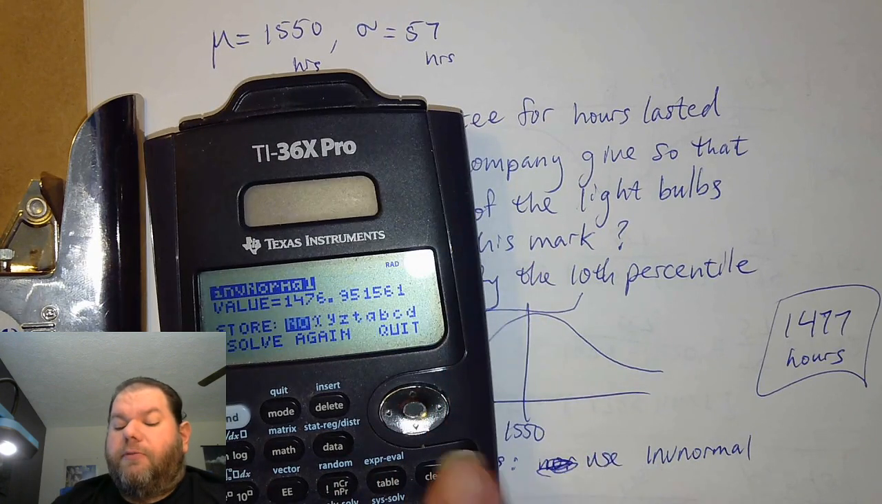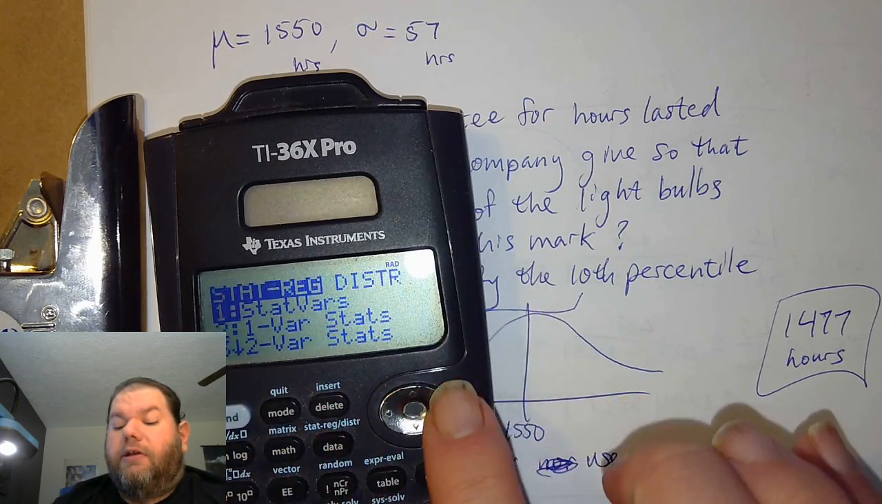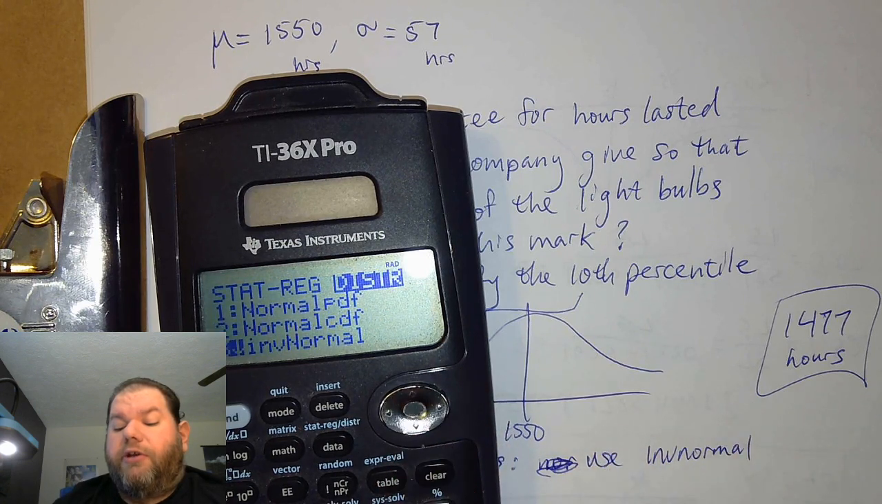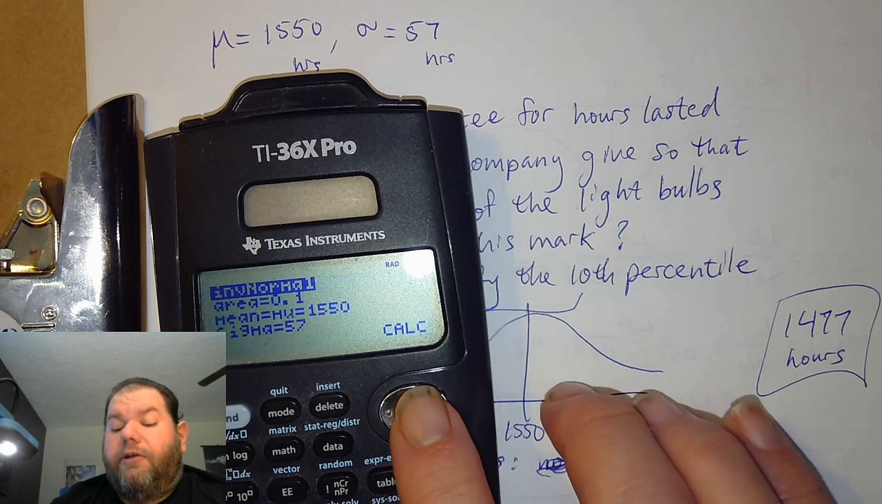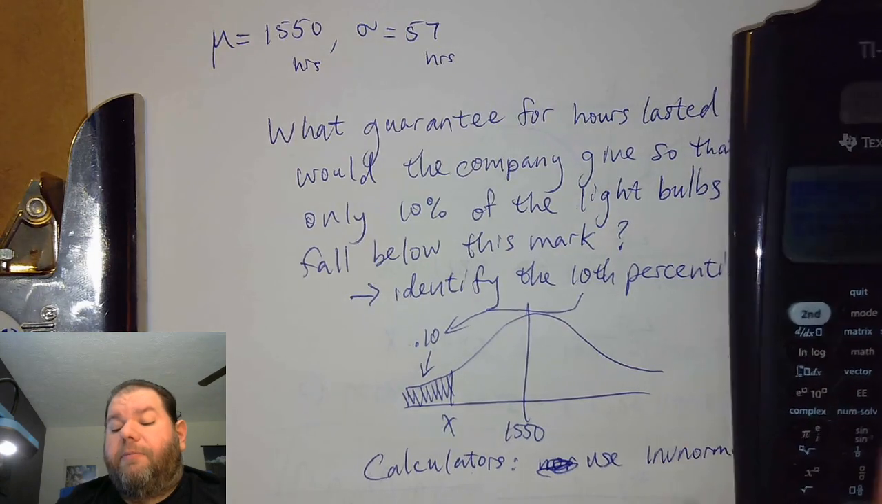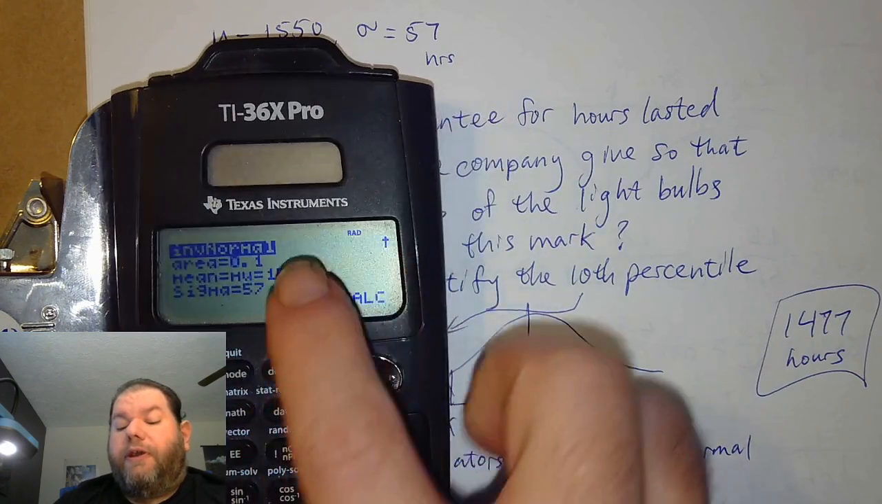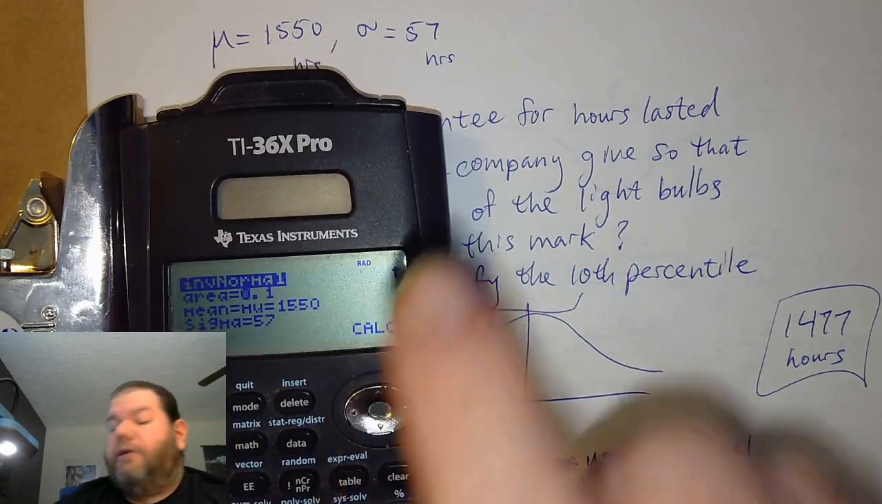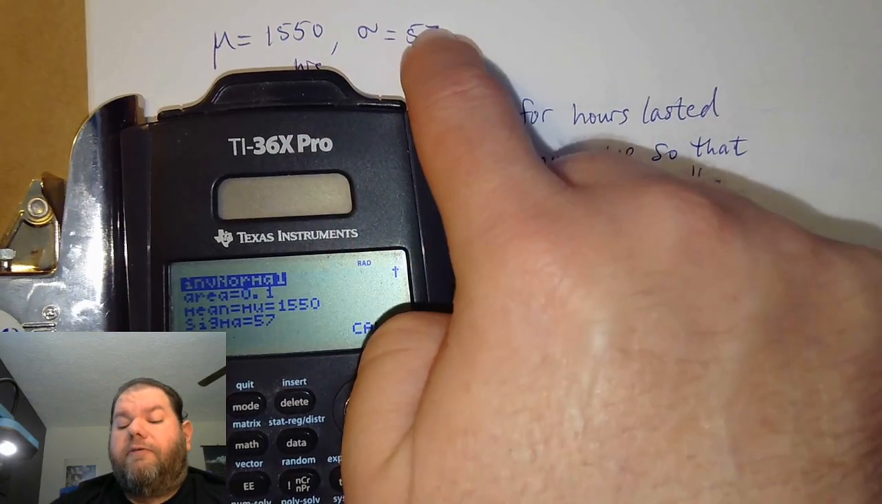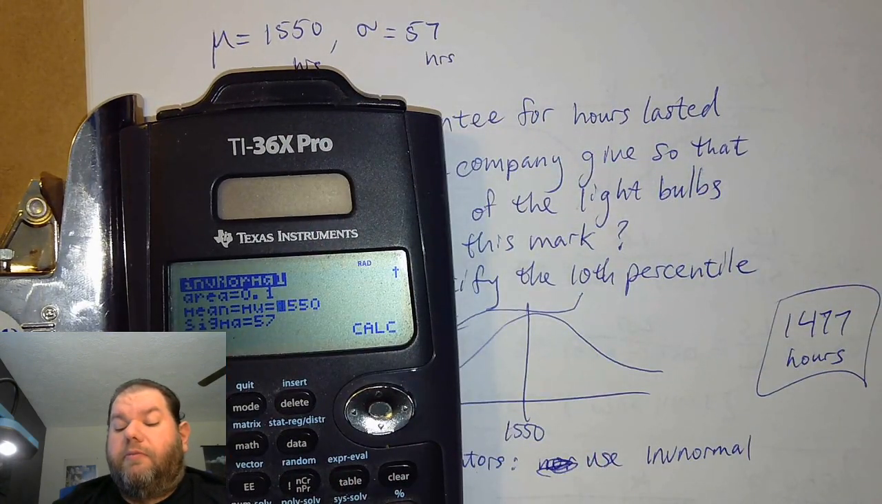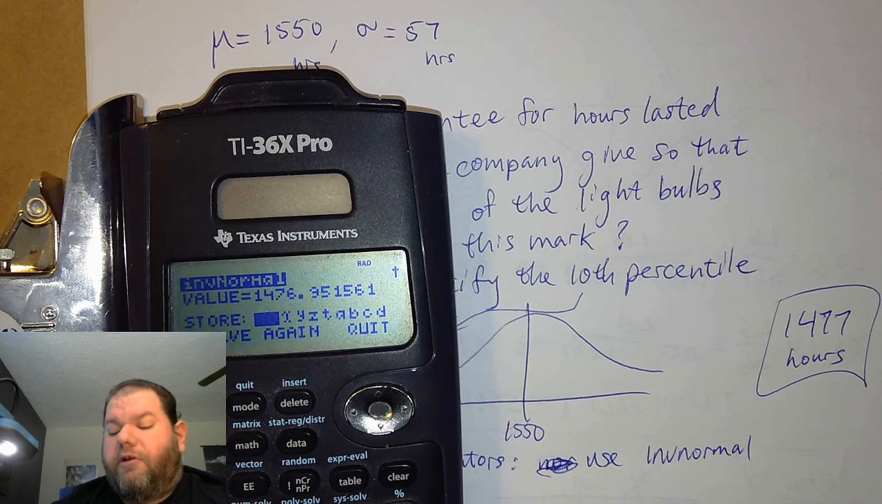So again, with the inverse normal, we press second, DISTR, arrow down or click on 3 for inverse normal. And then we enter the area to the left. Again, when it says area, it means area to the left, which we said was 0.10. So we entered 0.10, our mean, 1550, and our standard deviation, 57. We hit calculate, and that's where we got our answer, 1,477 hours.